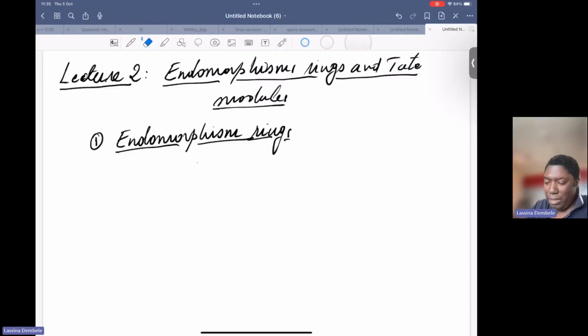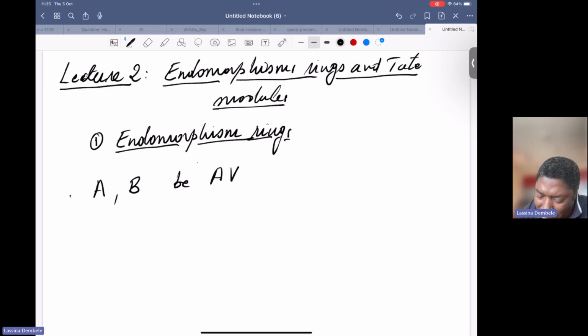Endomorphism rings and Tate modules. So first we start with the endomorphism ring. So let A and B be abelian varieties over K, and f, g be homomorphisms.